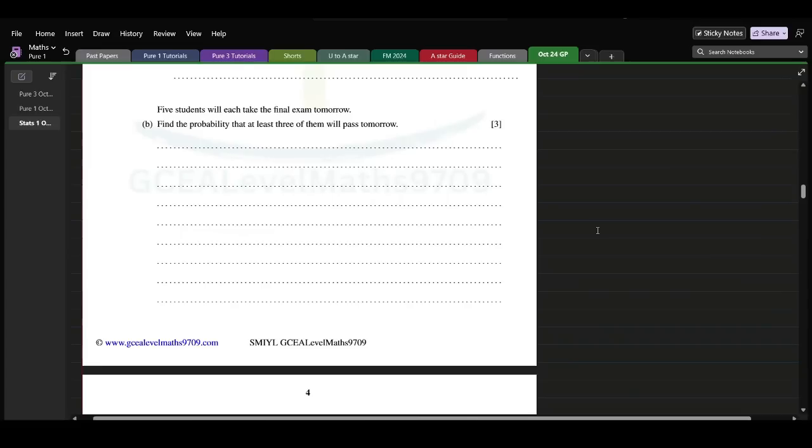5 students will each take the final exam tomorrow. Part B, find the probability that at least 3 of them will pass tomorrow. So this has actually changed to a binomial distribution. We can define our random variable y to be the number of students that pass the final exam.